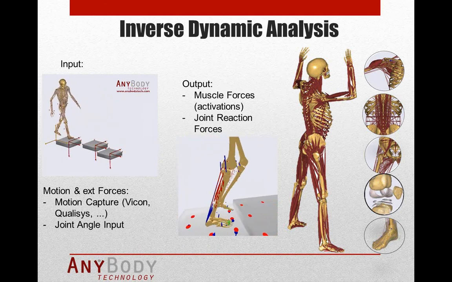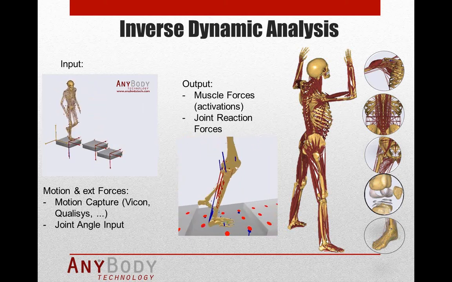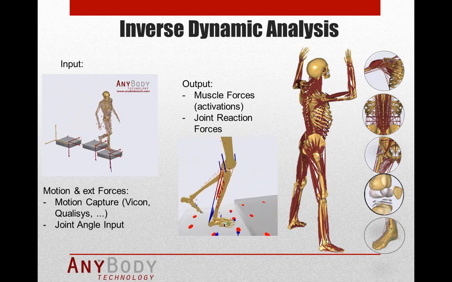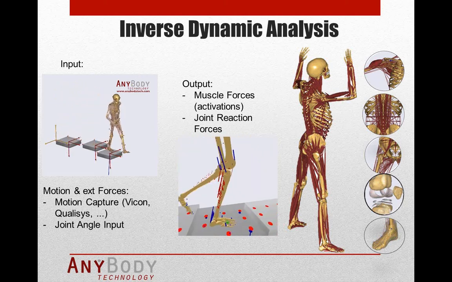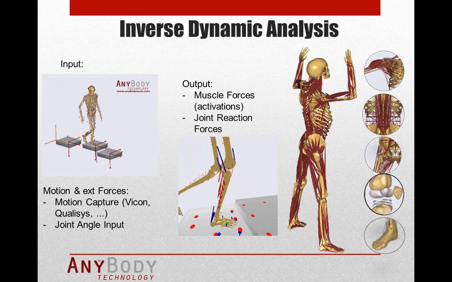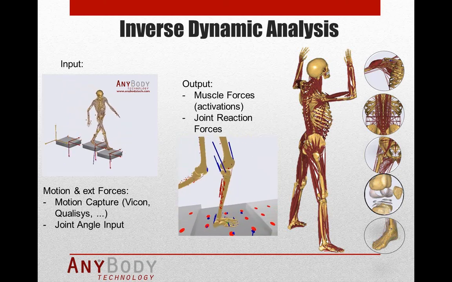On the right-hand side, you see a screenshot of the full human body model with some details like the detailed shoulder, the lumbar spine, the hip region, the knee, and the foot model that's in the software.